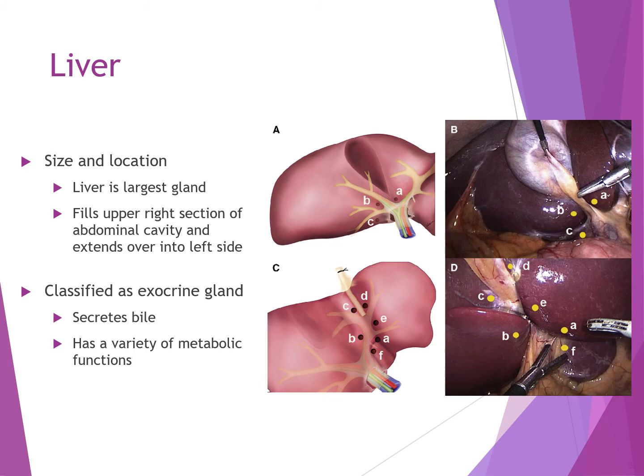So the liver secretes bile, the gallbladder stores it, and the liver has a variety of metabolic functions, and we'll talk about some of those, but mostly we're going to talk about that when we talk about chapter 19 and nutrition.